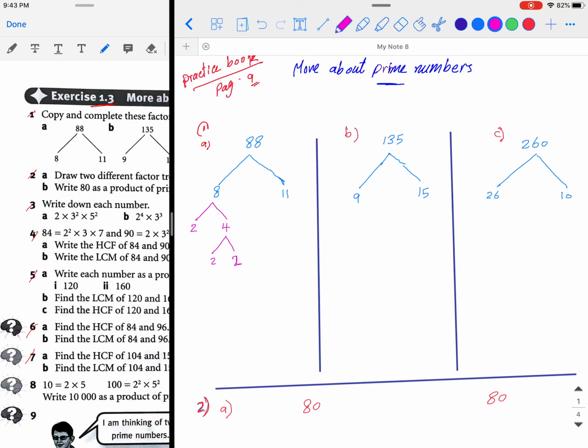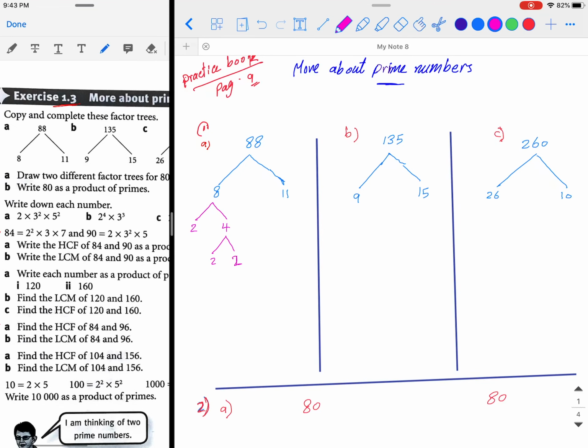Okay, let's go for letter B. It's 135. Before we complete it, where are the prime numbers here? Yes, this 2, another 2, another 2 and 11. Let's go for the next one. We have 9. This 9 is the product of 3 by 3, and 15 is 3 by 5, and we are done because we get all prime numbers. So it's 3 and 3 and 3 and 5.